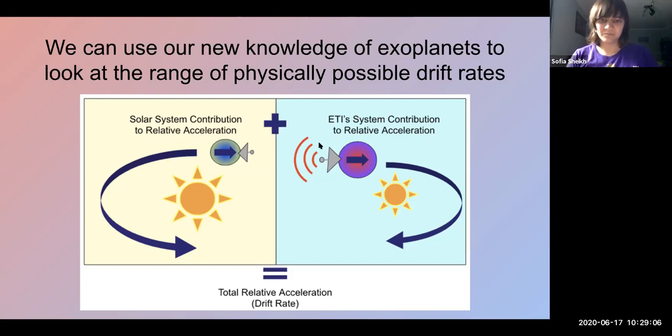Then we'll assume for now that we've placed a transmitter from an ETI on a planet. That planet is rotating, so that gives us a contribution of acceleration. And that planet's also going around its host star, and that gives another contribution. So once you add all of those together, sometimes they'll be in the same direction, sometimes they'll be in different directions, you'll get some total relative acceleration, and that's going to contribute to your drift rate.